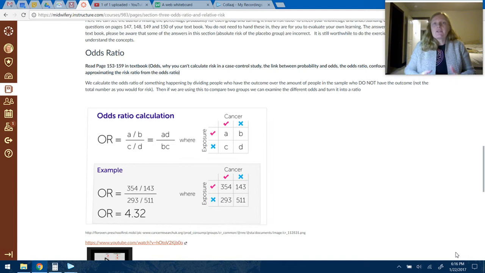Okay, so let's talk now about odds ratio. The difference between odds ratio and risk ratio is really subtle, and often you'll see them written interchangeably. They shouldn't be written interchangeably. They are two different things, and you'll see when we calculate it that there are two different calculations that go along with it. But for some reason, a lot of people are kind of confused about it.